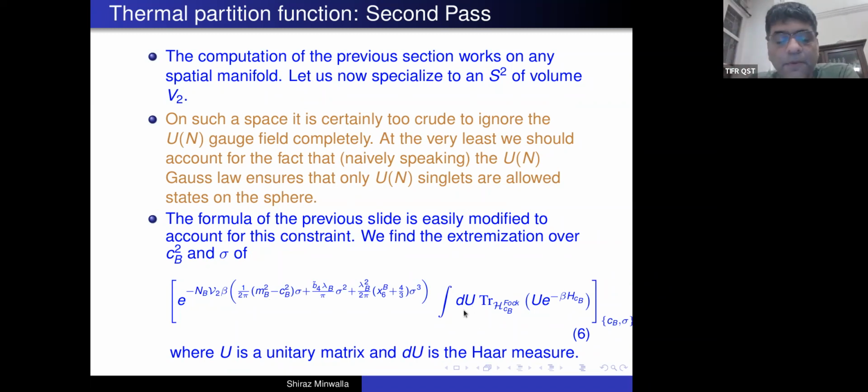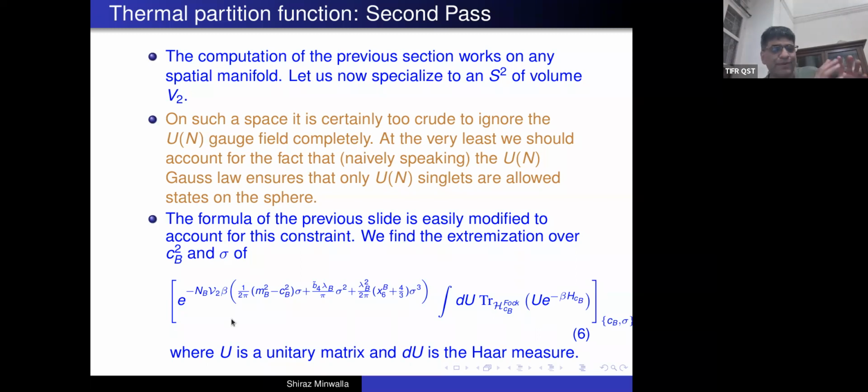Now, the Gauss law, what does it end up doing? Ignoring all other interactions, the Gauss law takes this Hilbert space of the matter theory and projects it to the Hilbert space of SU(N) singlets. So it projects the free boson Hilbert space down to its SU(N) singlet subsector. Okay, and that projection is enforced by an integral over a unitary matrix over the Haar measure, and then taking the partition function of the boson theory and twisting it with respect to the twist matrix U.